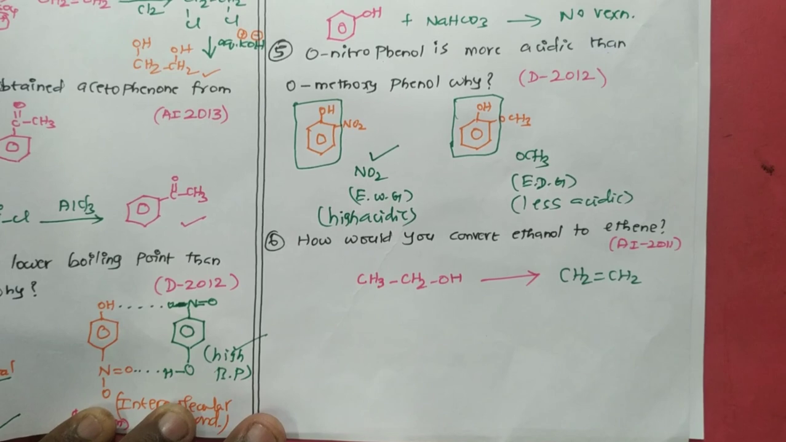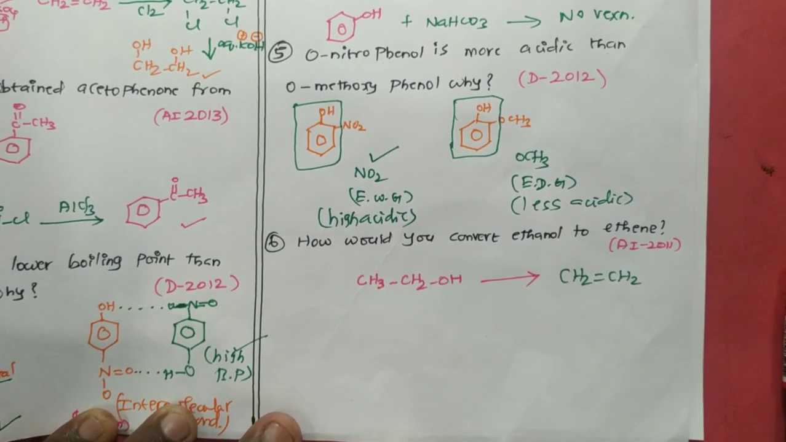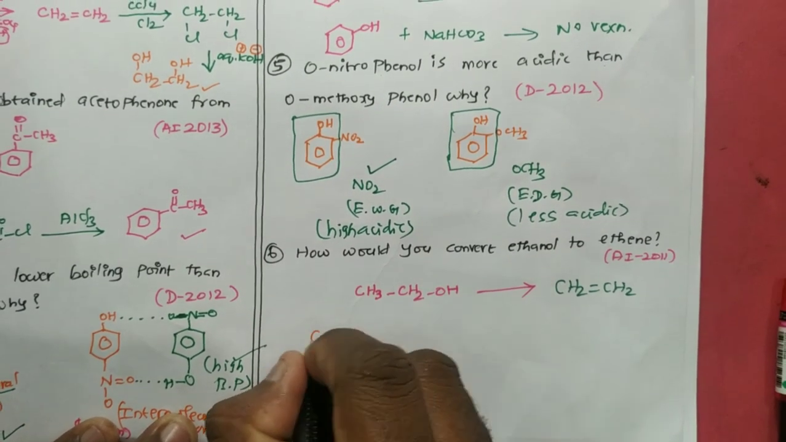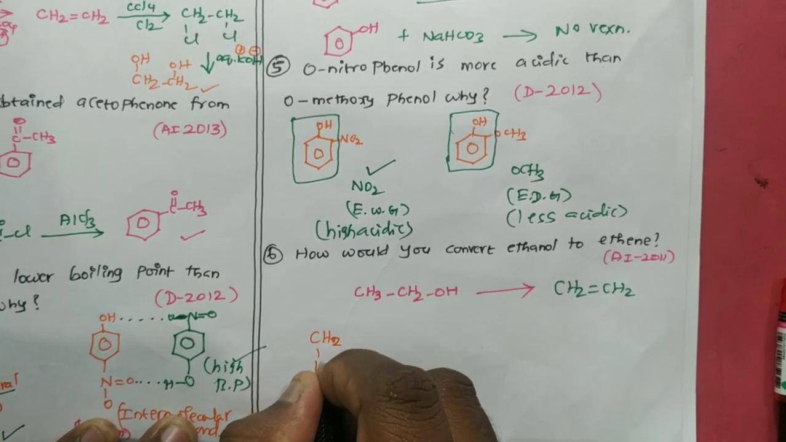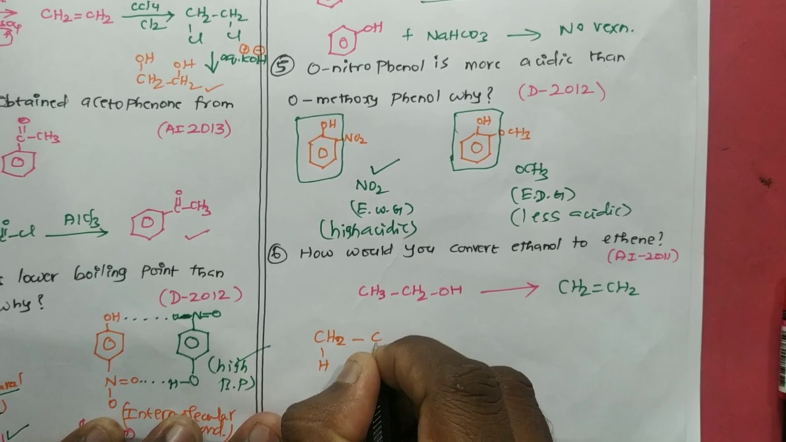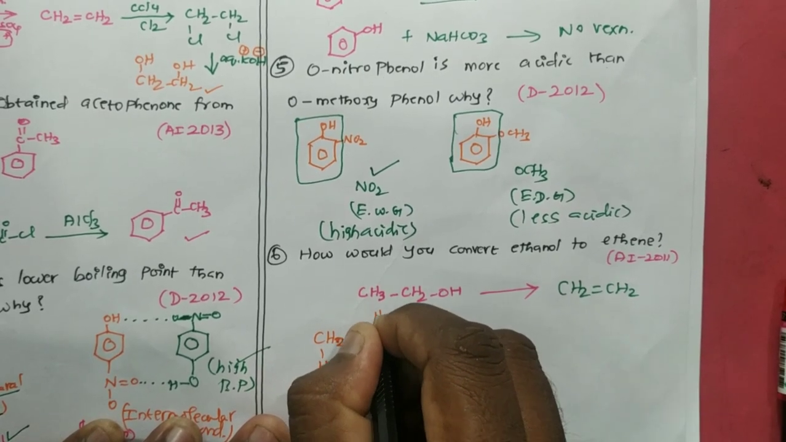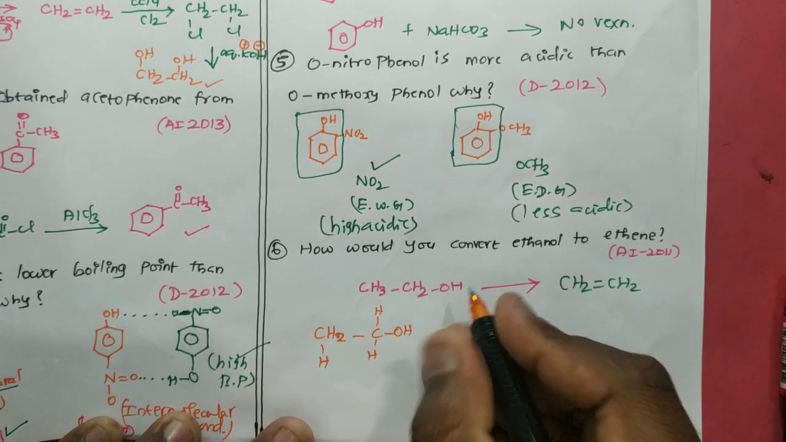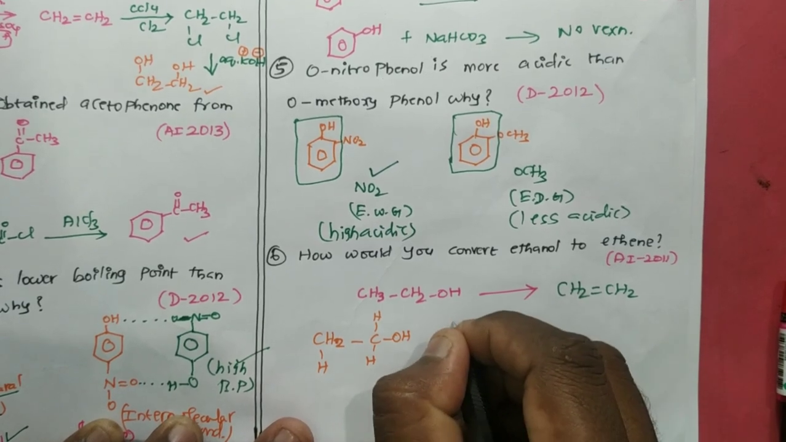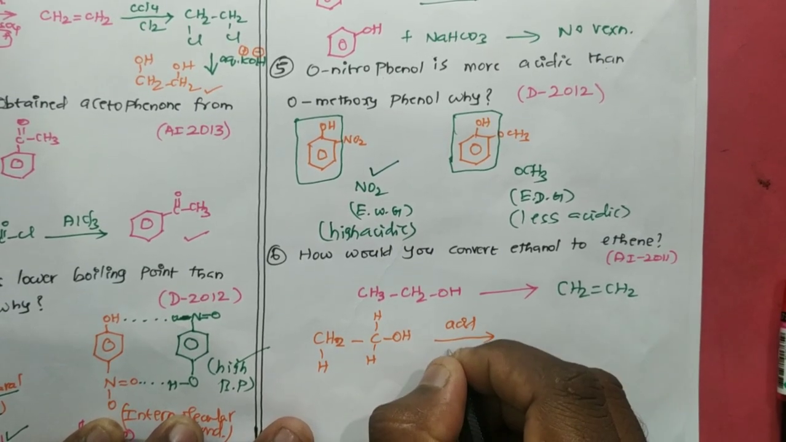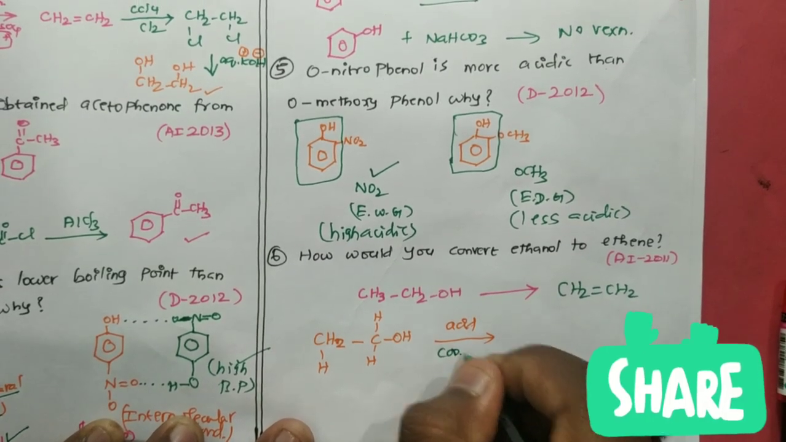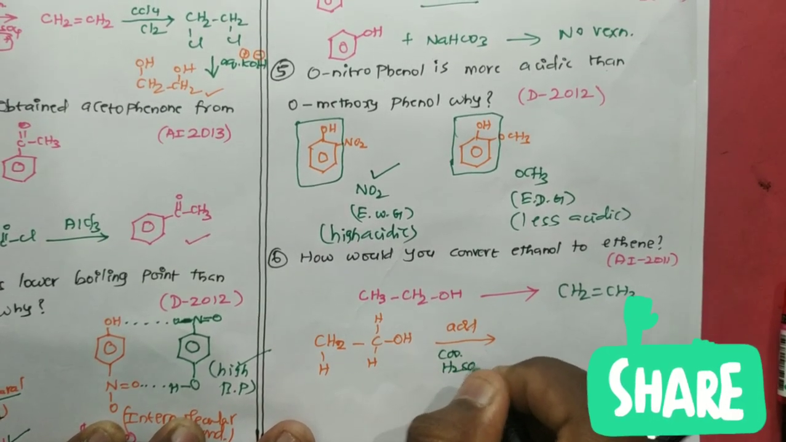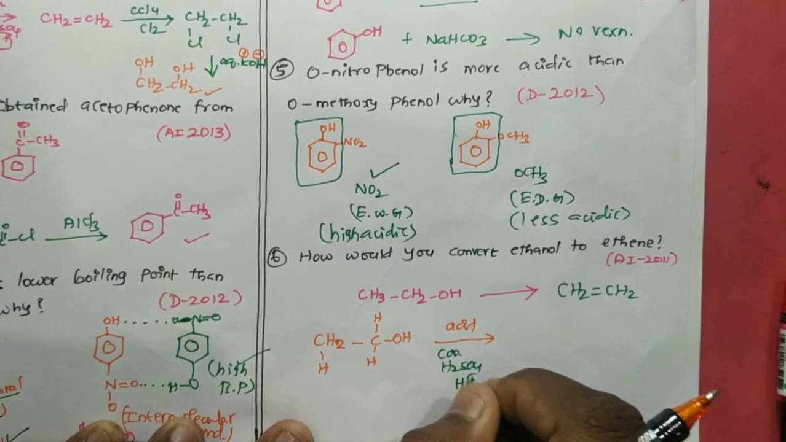How is it getting converted? It is a very simple reaction. Here I can write CH3CH2, and here it is H, here it is H, here it is OH. I will be taking it in the presence of acid, for example concentrated sulfuric acid, H2SO4. It will give H plus ions.